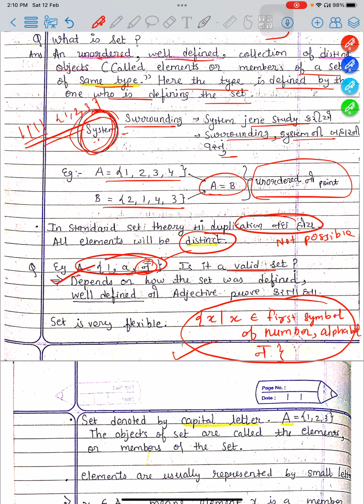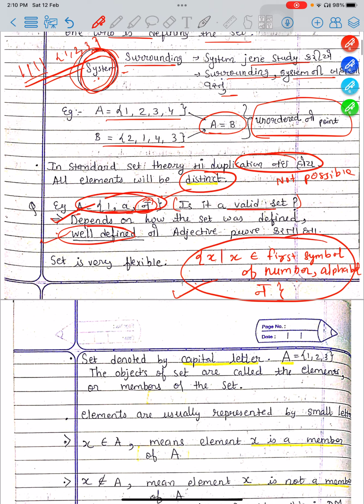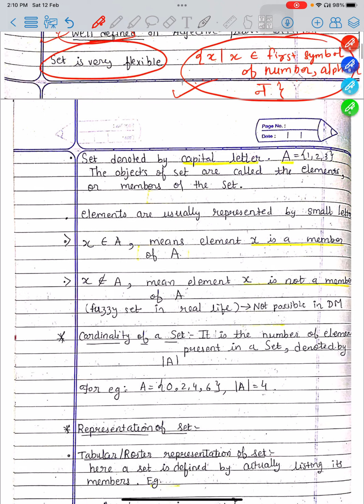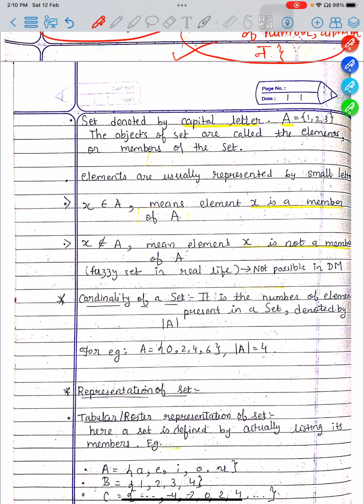So if this was the way the set was defined, then it is a correct set. But it was asked whether this set is valid or not. So it depends on how the set was defined, right? If the set was defined in this way, then it is correct. But by seeing the set itself, we can't say what type it belongs to or whether it is well defined or not. Sets are very flexible.